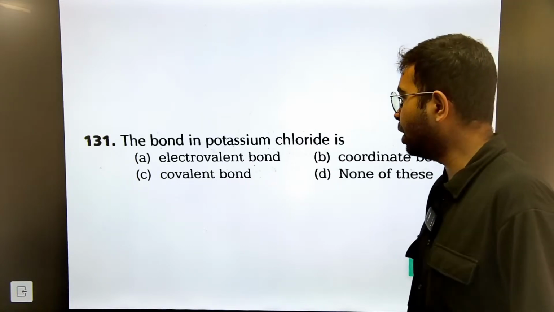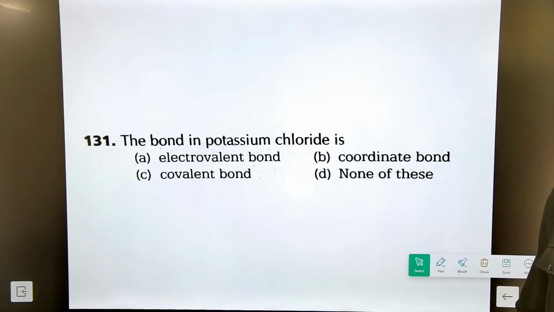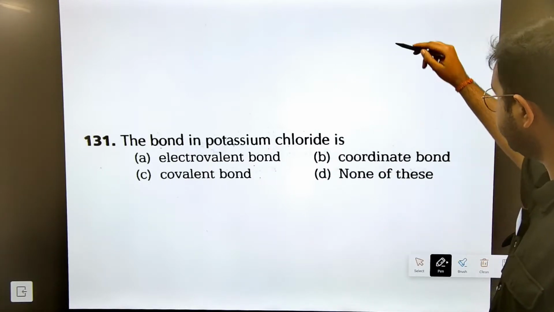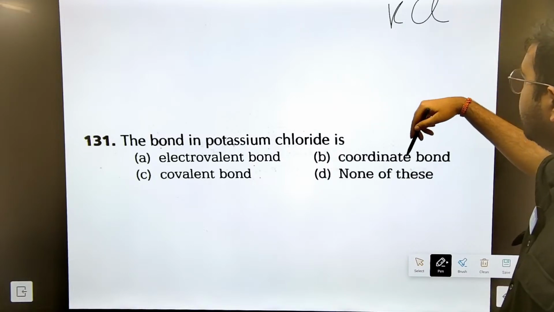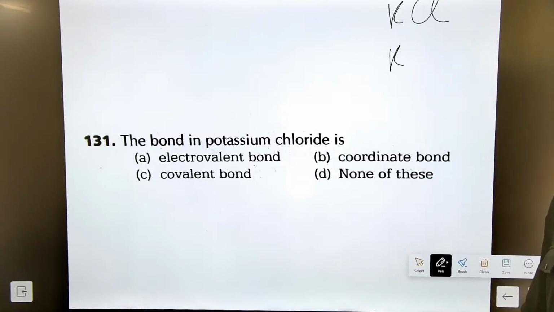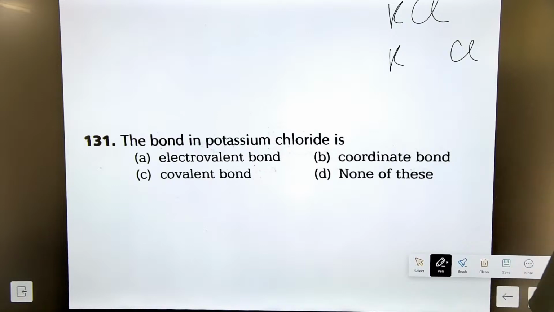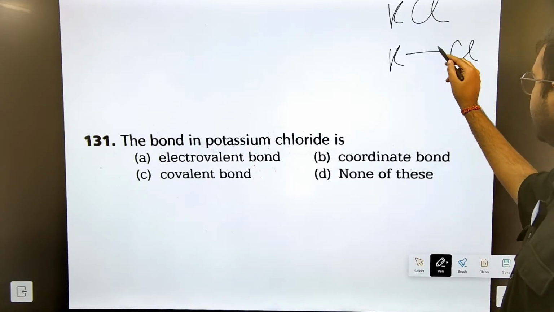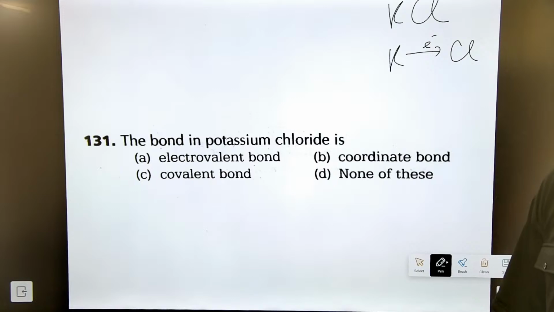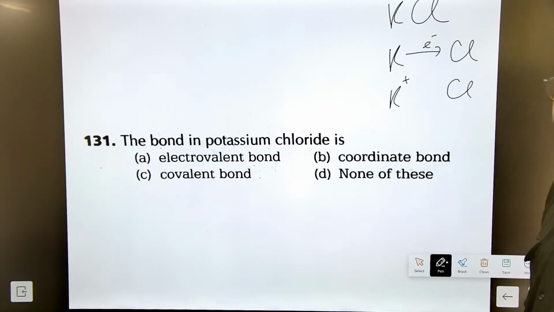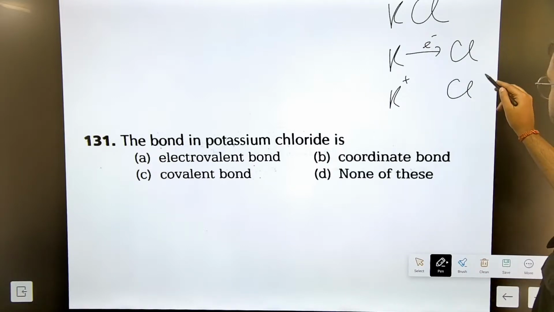Now, what is the bond between potassium and chlorine in potassium chloride called? ठीक है. This is potassium chloride. Potassium has an extra electron. Chlorine on the other hand is deficient of 1 electron. ठीक है. तो पोटेशियम क्या करता है? पोटेशियम अपना 1 इलेक्ट्रॉन क्लोरीन को दे देता है. It donates 1 electron to chlorine. As a result, potassium loses an electron. It gains a single plus charge. Chlorine gains an electron, 1 extra electron. So it will get 1 minus charge.